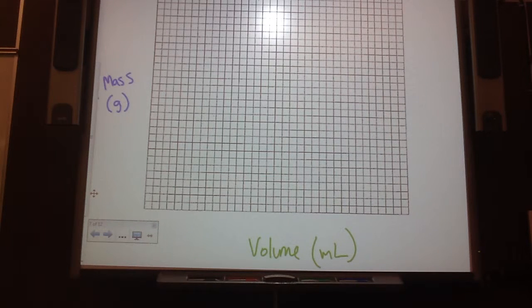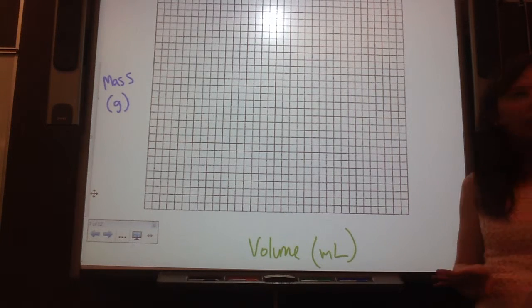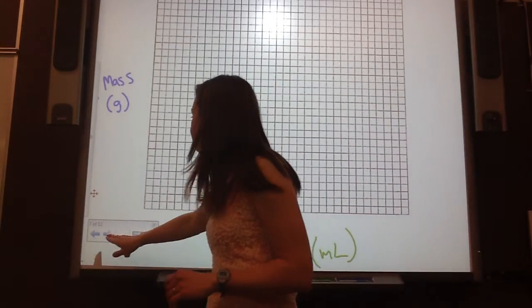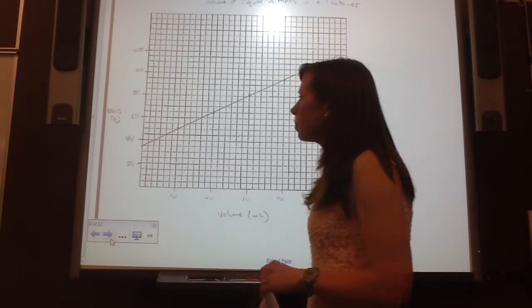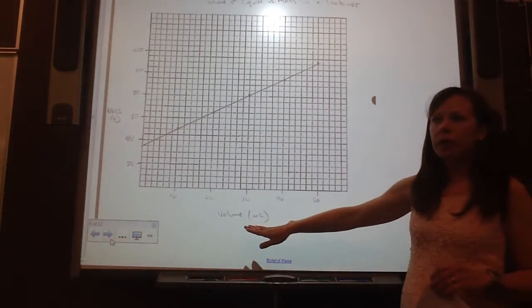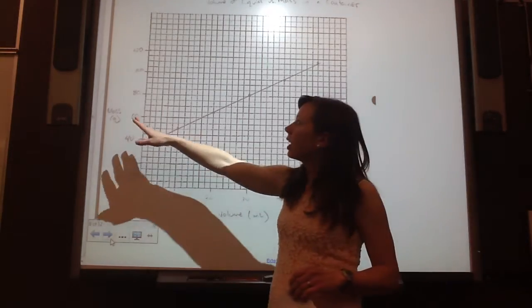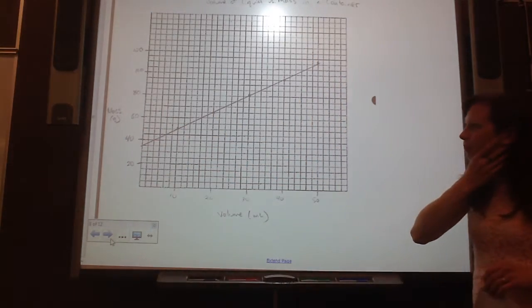So I'm going to show you mine of this graph. If you're not done, that's fine, but I'll just show you mine so you can see if you're on the right track. Okay? So this was my graph. I have my volume at the bottom, my mass on the side, and my title at the top.